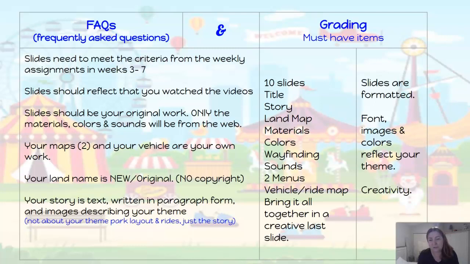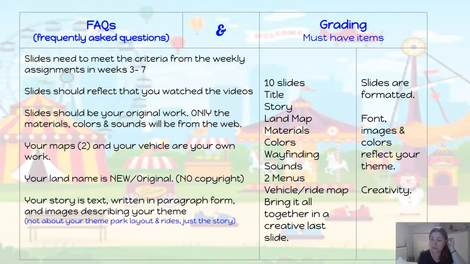So it shows because the work makes no sense. It has to make sense. It's what they're talking about. Your own work. The only ones you can borrow from the web are the materials, the colors, and the sounds. Your maps have to be your vehicle and your ride map. And then you did a map of your land in the beginning. Has to be your own.